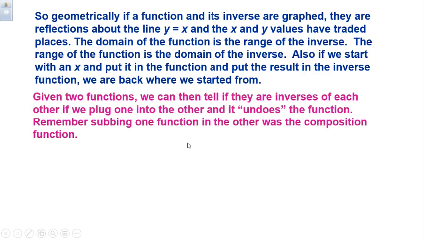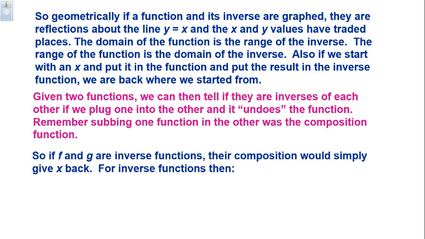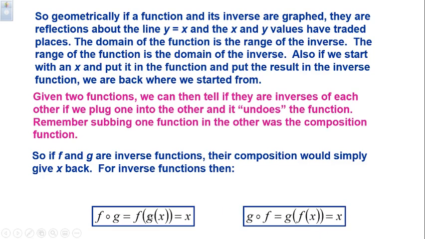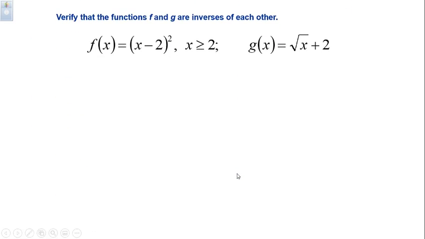So if you get two functions, then they undo each other. The inverse of a function undoes the function. So if you do a composition of one function with its inverse, you get x. All right, so f of g of x is x, and g of f of x is x. That will indicate that f and g are inverse functions of each other. These functions are inverses of each other.